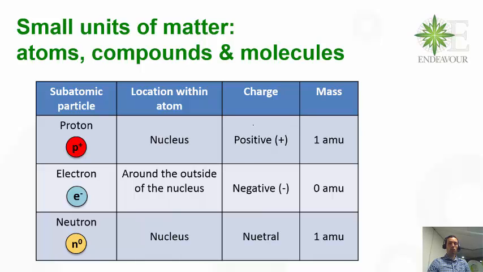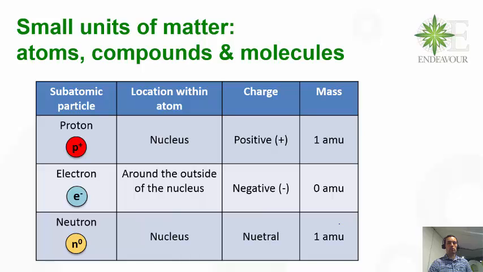So the other really important thing to know is the charge of each of the subatomic particles. The importance of this will become a bit clearer later in the session, but essentially we need to know that the protons are the positively charged ones, electrons are negative, and neutrons have no charge and they're therefore neutral. So I'm not really going to talk about mass a lot yet.